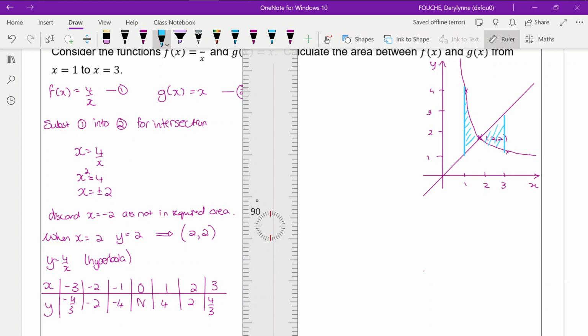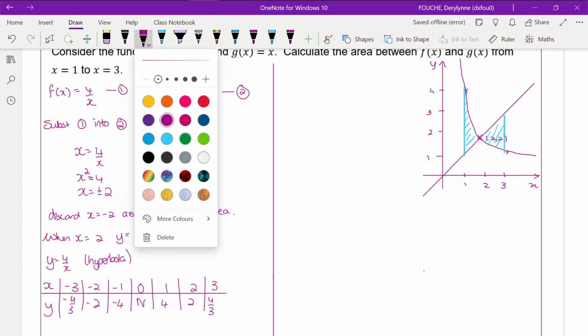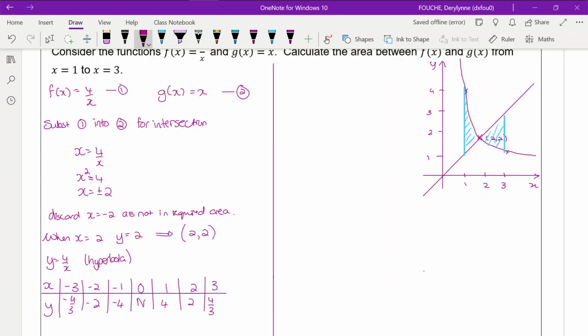falls over here. Now, it makes a whole lot of sense to also label your functions with your f of x and your g of x. Okay, so our hyperbola is f of x and our straight line is g of x. That's because depending on which function is above or below the other one, we are going to do a subtraction.